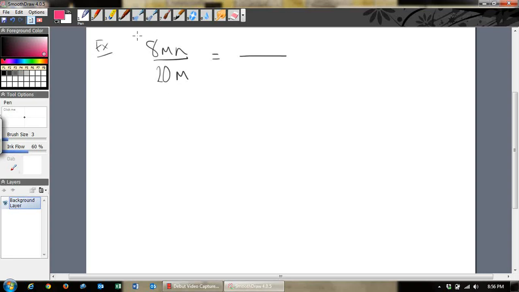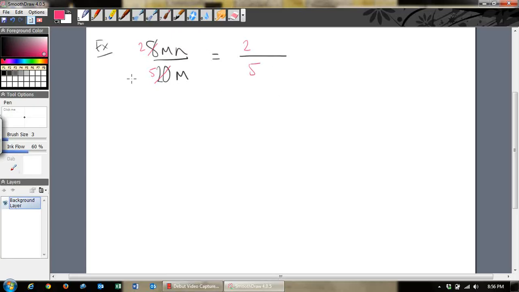Well, 4 goes into both of these. So let's divide 8 by 4. What's 8 divided by 4? It's 2. What's 20 divided by 4? It's 5. So we've simplified that, and so we get 2 on the top line and 5 on the bottom line.